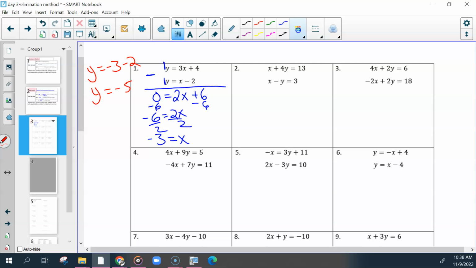And then just as before, we would write this together as an ordered pair, x, y, negative 3, negative 5. And then just like before, box in that answer so we know that is your final answer. Questions on that one? What questions do we have? Anything we're possibly confused on? Process the answer, any of the steps.